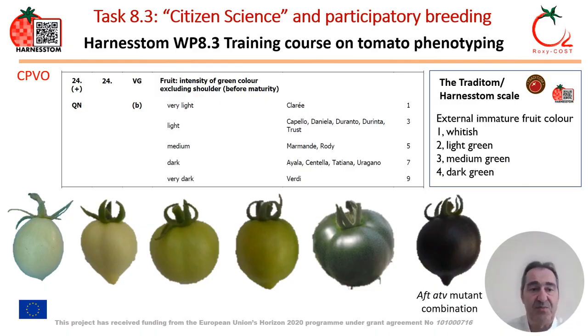There is a further possibility that protocols do not take into consideration: genotypes harboring combinations of the anthocyanin fruit and the atroviolaceum variants have immature fruits with dark purple or black skin due to the accumulation of anthocyanin pigments.